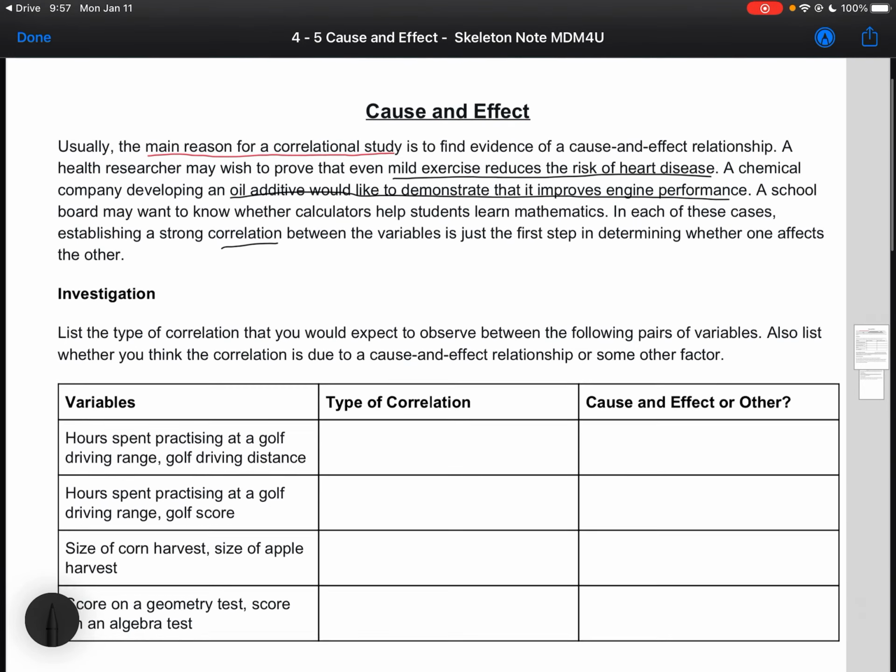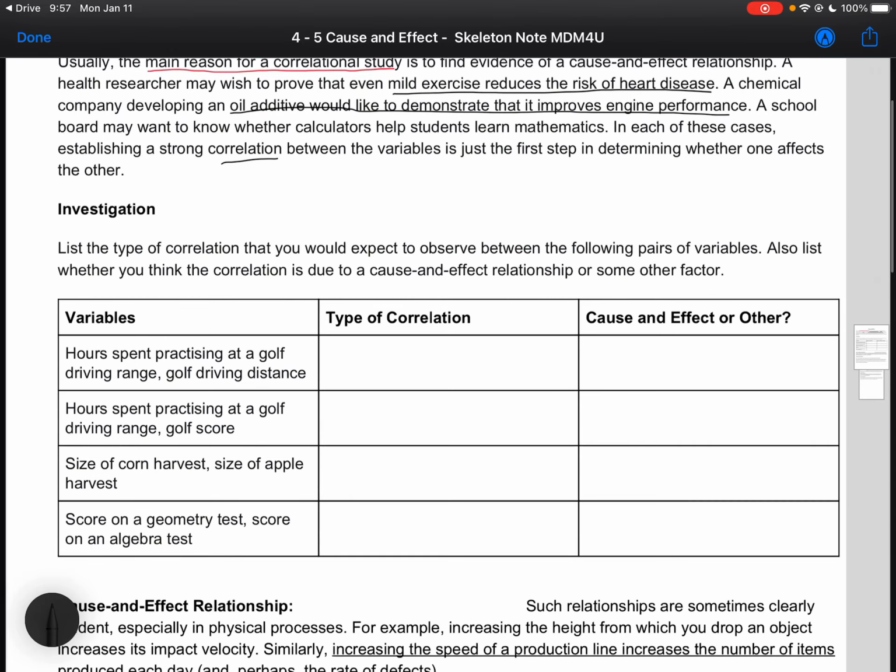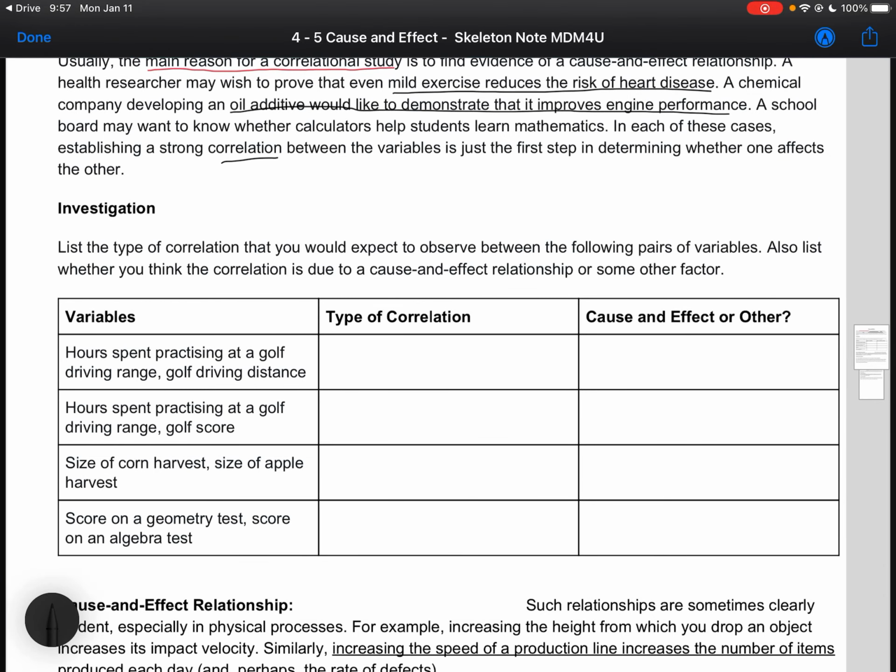one affects the other. So let's look at some variables that you might want to compare and list the type of correlation that you would expect to observe between the following pairs of variables. We're also going to list whether the correlation is due to a cause and effect, so one variable is causing the second or affecting the second, or from some other factor.